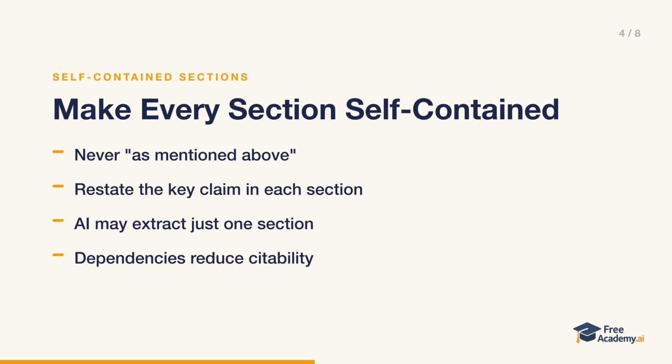Now the good version. The heading itself says "CRM pricing: $12 to $50 per user per month," and the section restates the full claim that CRM software for small businesses typically costs between $12 and $50 per user per month, with free tiers for basic needs. It then lists the pricing factors: number of users, feature tier, and contract length. Why does this matter? An AI may extract just one section, and that section must make sense alone. Dependencies on other sections reduce your citability.